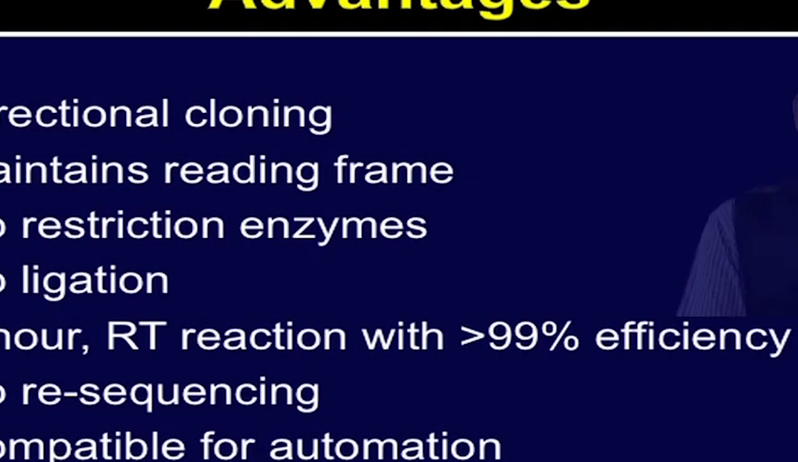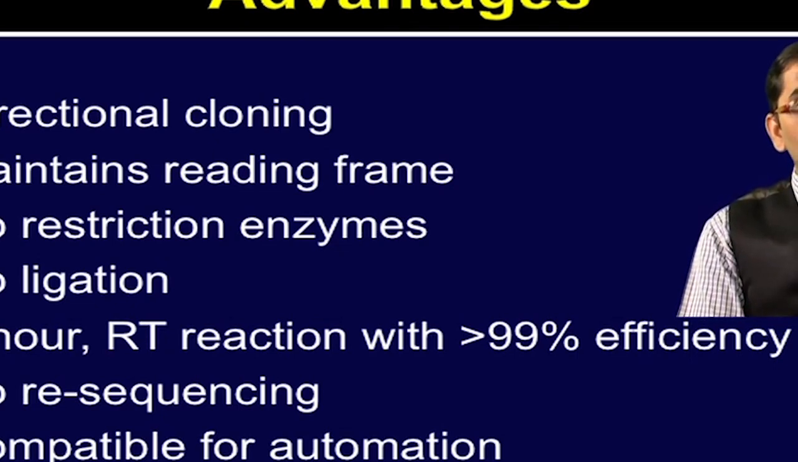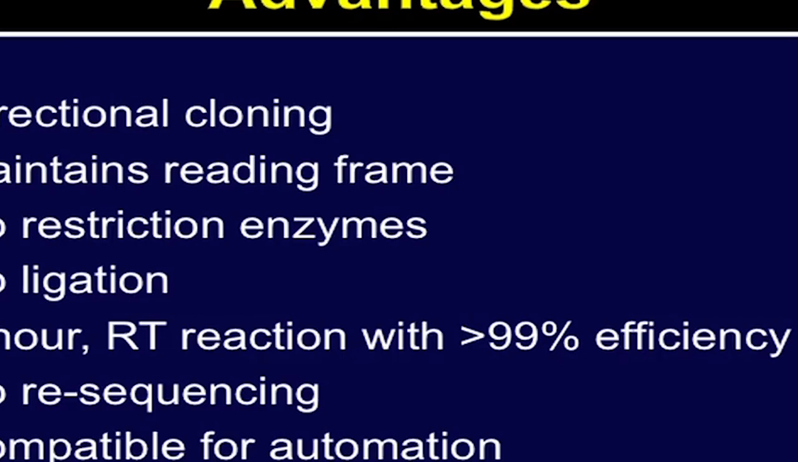After watching this animation, now let's talk about the use of recombinational cloning for protein microarray applications. You have seen that recombinational cloning is directional cloning. It maintains the reading frame. There is no need for adding restriction enzymes or ligation procedures, which is performed in the case of conventional cloning. The 1 hour reaction at room temperature increases the efficiency close to 99%. Once the reactions are done successfully, there is no need to do resequencing. It is very accurate and the system is compatible for automation for high throughput experiments.